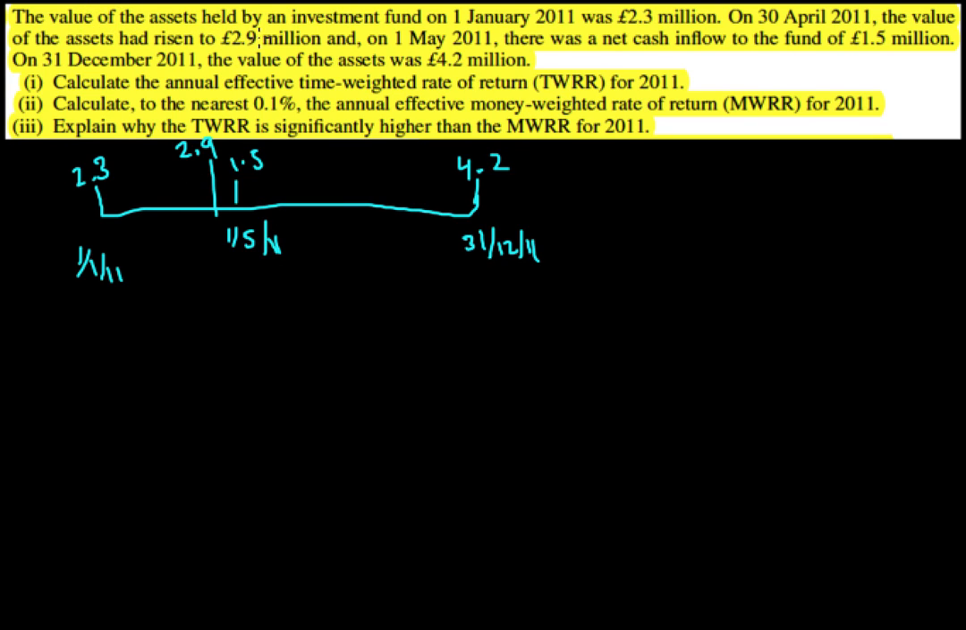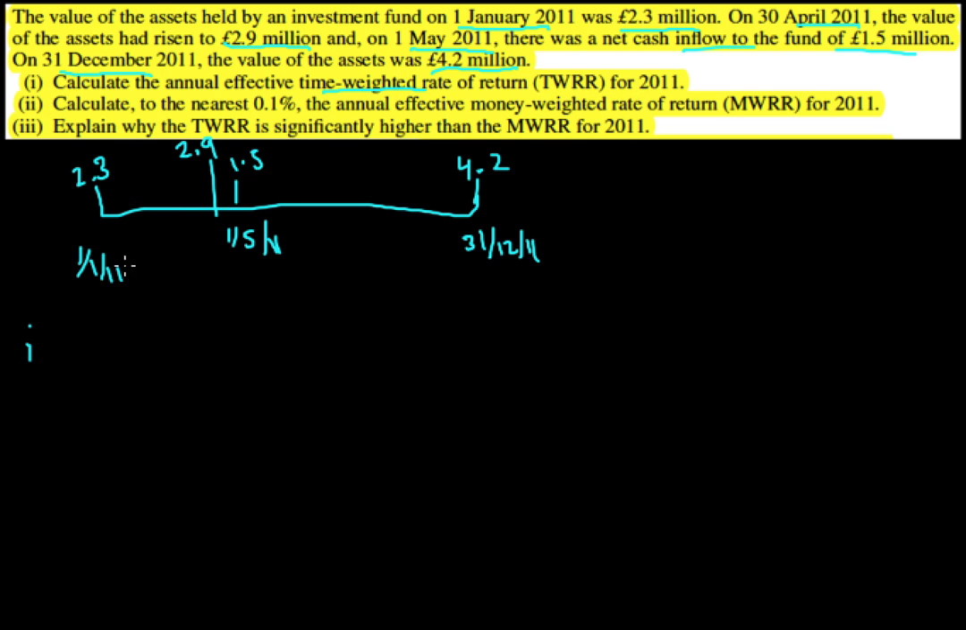Looking at another exam question. The value of assets held by an investment fund on the 1st of Jan 2011 is 2.3 mil. Then at the end of April it ends up at 2.9 mil. The next day we receive an inflow of 1.5 mil. And then at the end of the year we end up with 4.2. It wants us to find the annual effective time weighted rate of return for 2011.